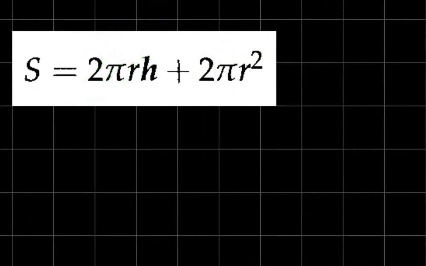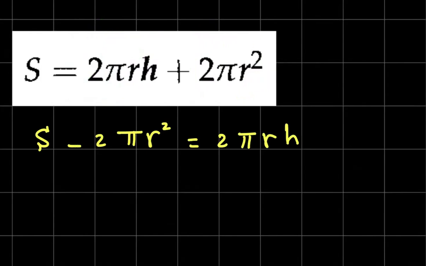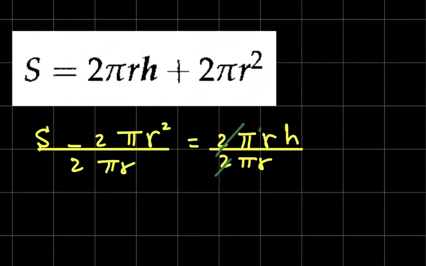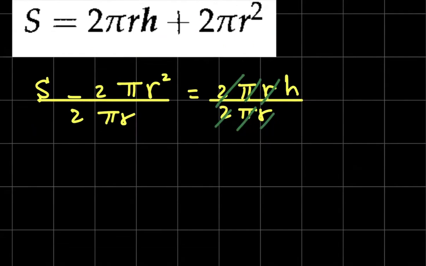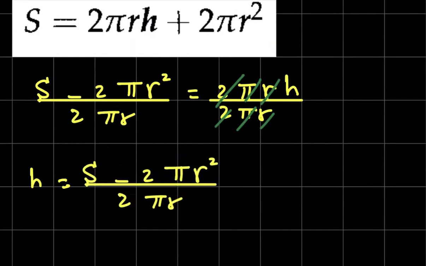So first shift 2 pi r squared to the other side. So it's going to be s minus 2 pi r squared. And here we have 2 pi r h. We need to get h, so I will divide the whole equation by how much? By 2 pi r. And here I will divide the whole equation by 2 pi r. So this cancels this, cancels this. So what is the value of h? H equal s minus 2 pi r squared over 2 pi r.